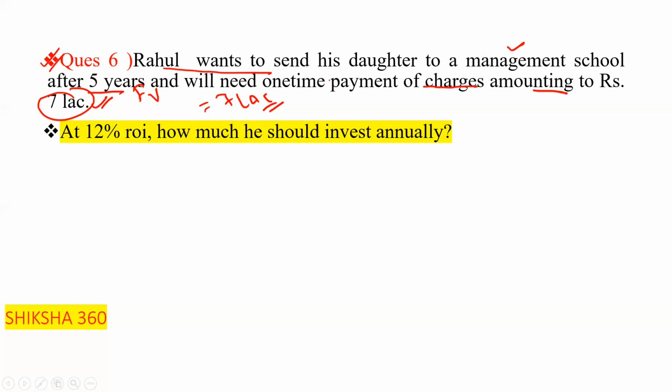The future value given is 7 lakh, the time is 5 years, and the rate of interest is 12%. Now they will ask how much he should invest annually so that he will get this much amount in the future.